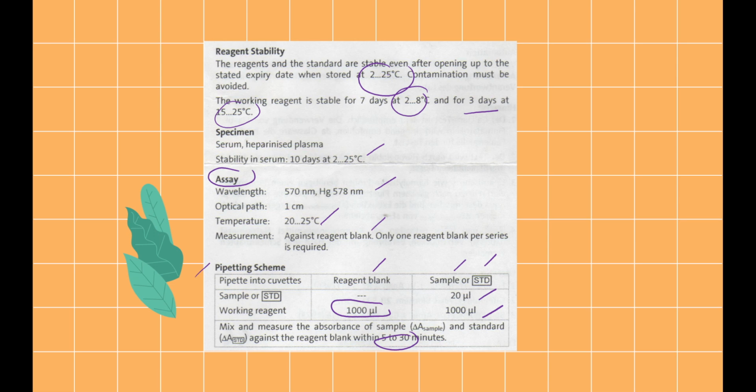So, since you are giving a range, usually what I instruct my students is always the minimum. At least 5 minutes, since it is 5 to 30 minutes. So, at 5 minutes, it can really be read already.